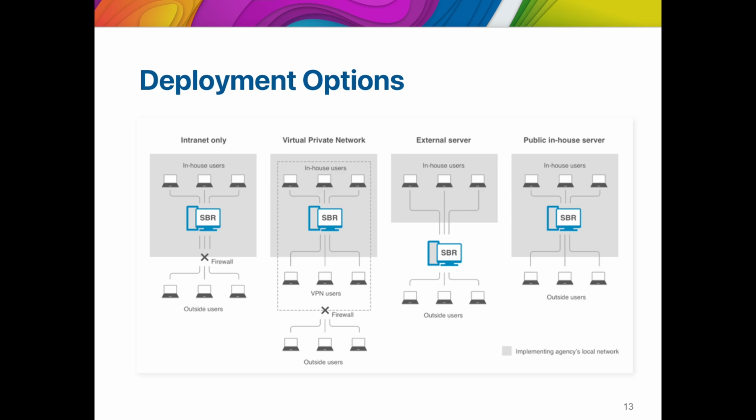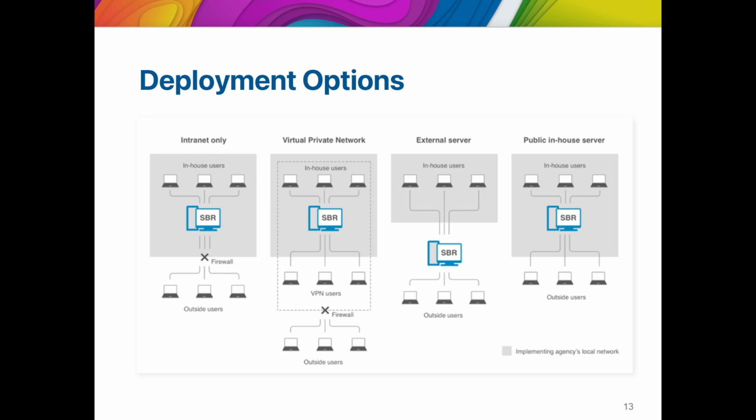So depending on the country, they can have different deployment options depending on their IT infrastructure. But the most common one is the intranet, the first one, where only the NSO or other government agencies within the office network can access the ADB SBR system. Outside users or external users won't be able to access the ADB SBR system when they're not inside the office network due to firewall restrictions.